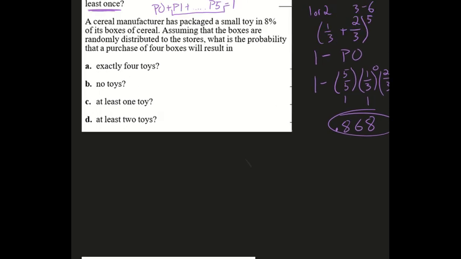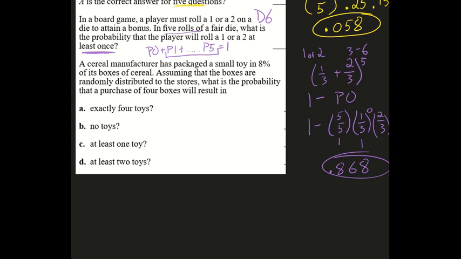So when we're typing this into the calculator, 5C5 is 1. 1/3 to the 0 is 1. So it's just 1 minus 2/3 to the 5th. And make sure that 2/3 is in parentheses with this. So we end up with 0.868. So 86.8% of the time, we are going to have at least 1 or 2.